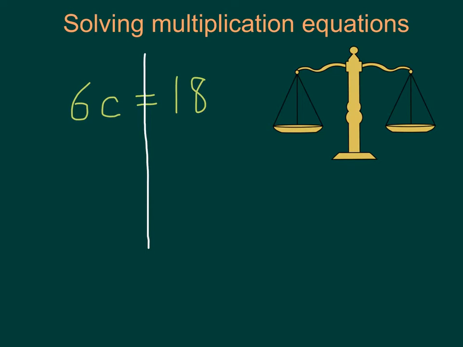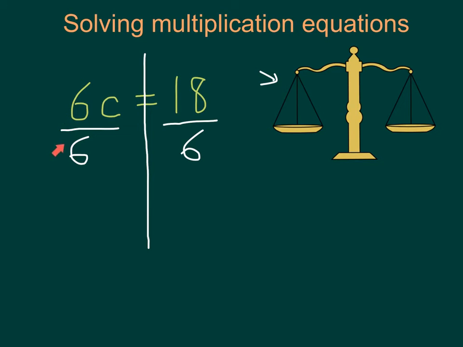Okay? And now what we look to do is get this variable, this c, by itself. To do that, we're going to be thinking opposites, right? This is 6 times c. So the opposite of timesing is dividing. So what we're going to do is divide this side by 6. And just like a balance scale over here, if I were to divide one side by 6 and I wanted to keep it balanced, I would have to divide the other side by 6. So I do that to both sides.